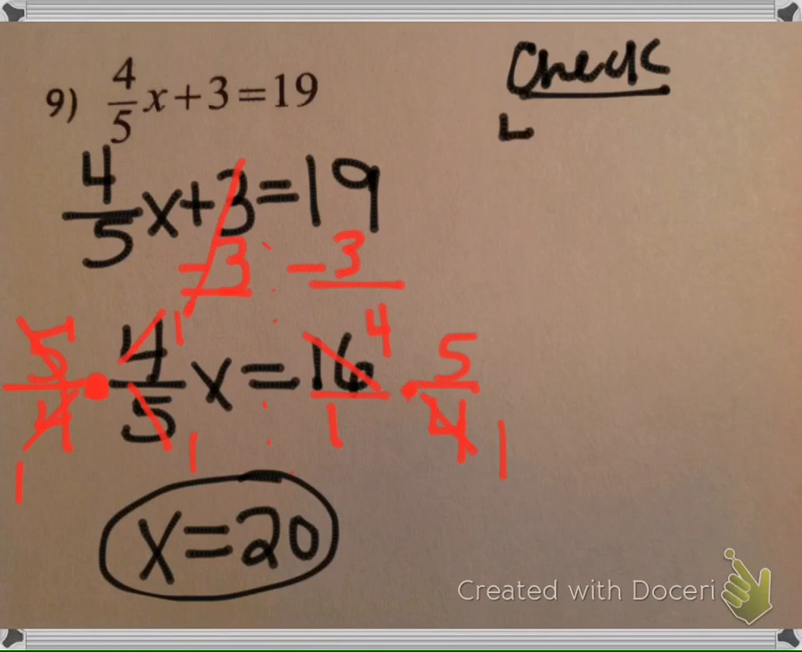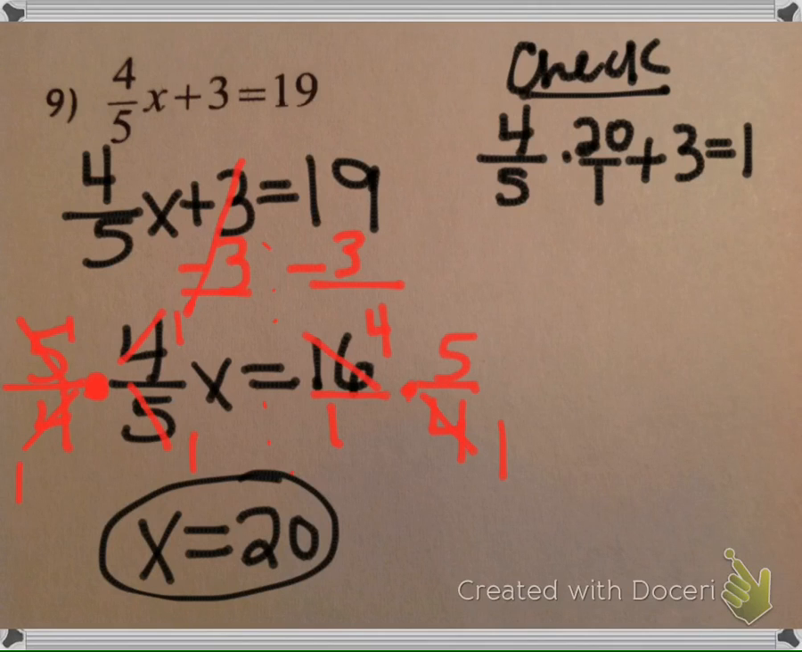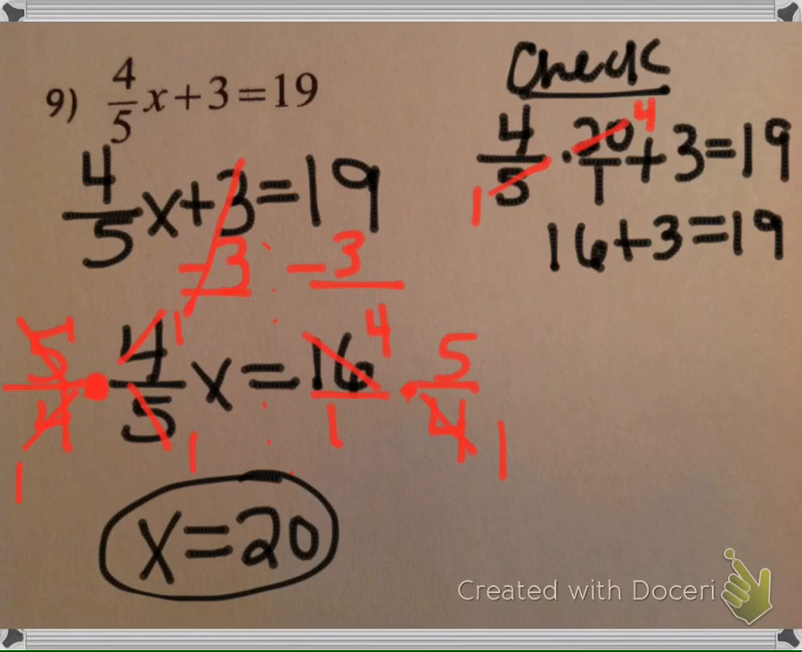We have 4/5 times 20. I'm going to put that over 1. Plus 3, and it should equal 19. Okay, I could cross cancel my 20 and my 5. 5 divided by 5 is 1. 20 divided by 5 is 4. So I have 4 times 4, which is 16, plus 3 equals 19, and 16 plus 3 is 19, and 19 equals 19. So that works. If you want to give number 10 a try on your own, go for it.